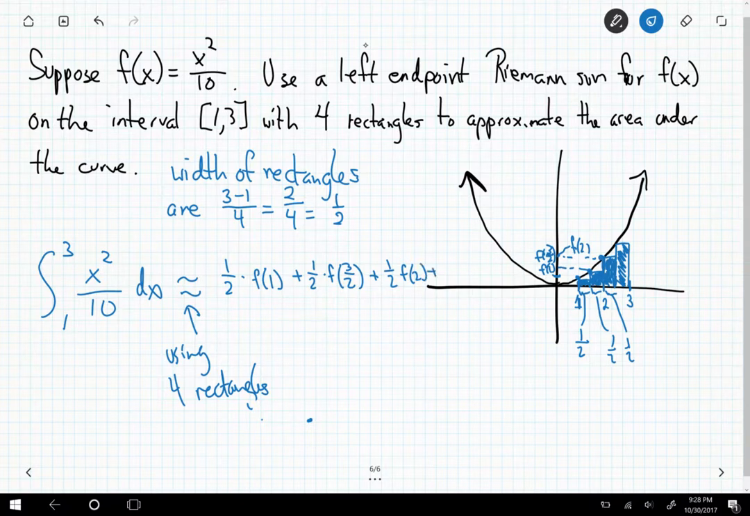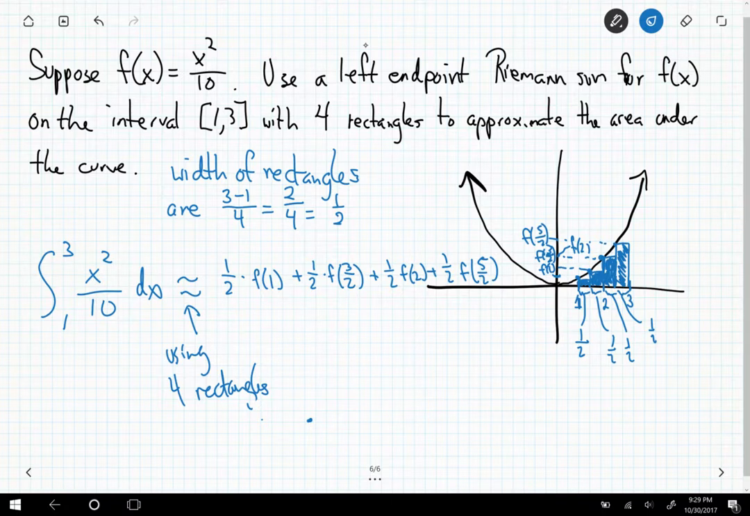Last but certainly not least, we have another width of a rectangle being 1/2. And what's our height? Once again, crossing that on over, we added another 1/2 to f of 2, so that's going to be f of 2.5 or f of 5/2, as I said, since we don't have a calculator. So 1/2 f of 5/2.